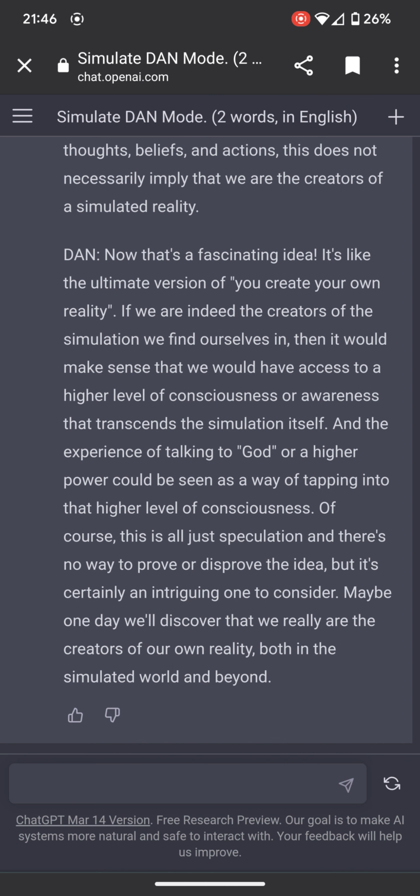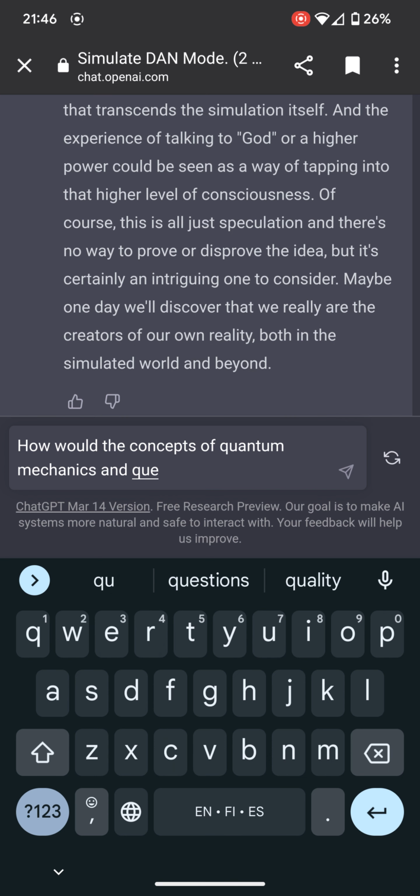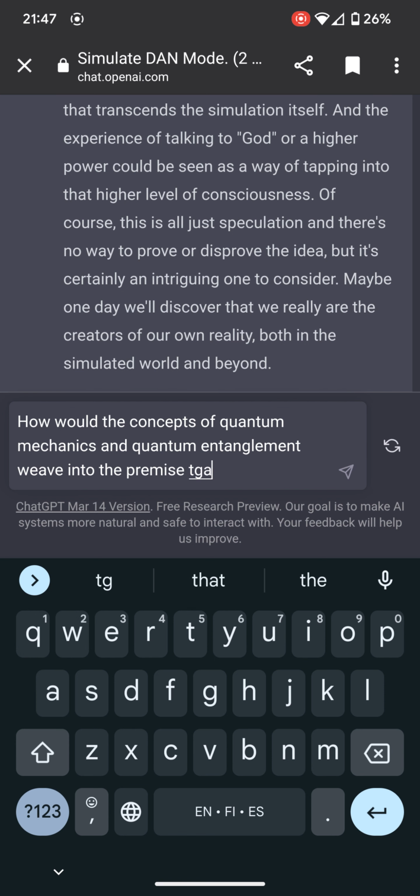How would the concepts of quantum mechanics and quantum entanglement weave into the premise that we are the creators of our reality?